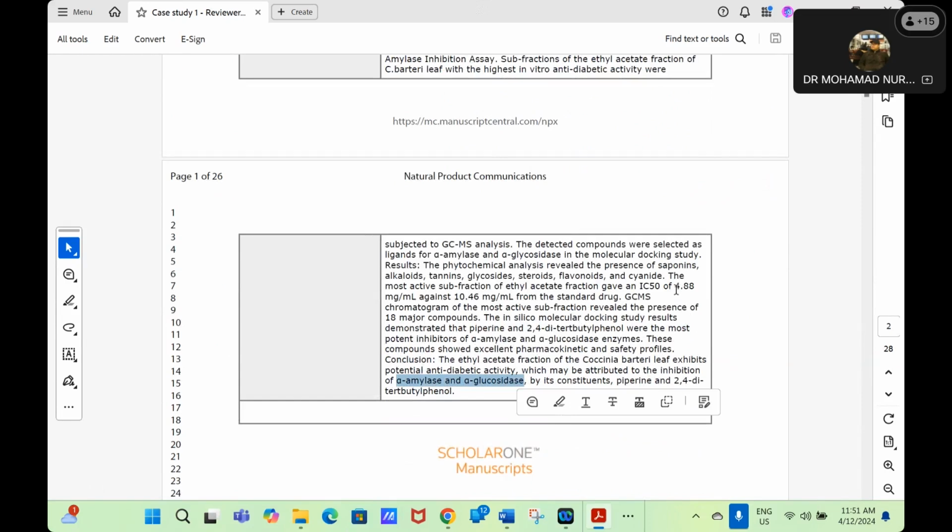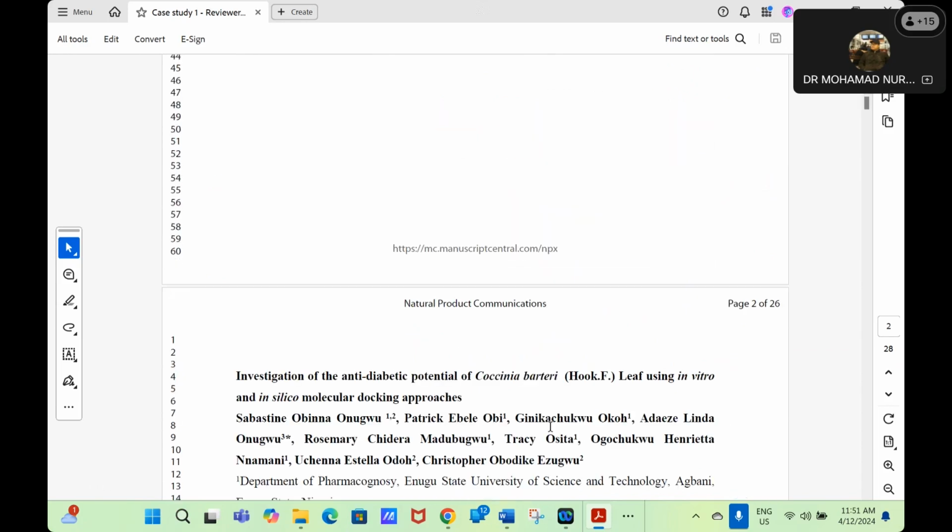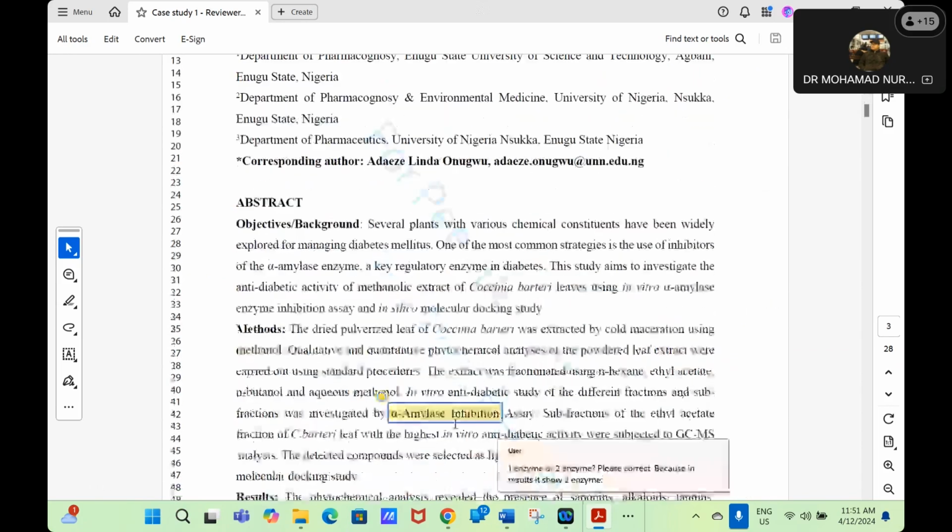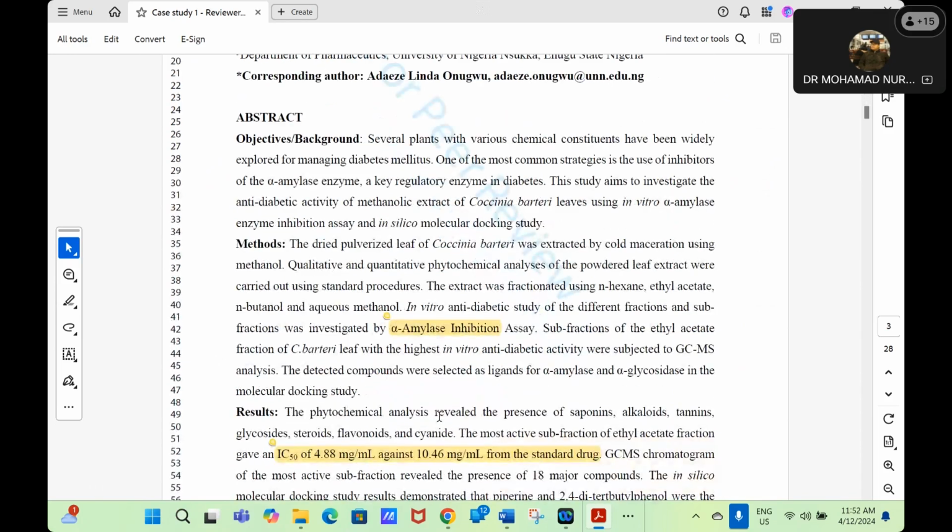So for alpha amylase and alpha glucosidase, the location of inhibition is different. Alpha amylase normally happens in our mouth, and glucosidase happens in our intestine. So this is different. But in this one, in the abstract, at the beginning they only mention alpha amylase, but in the results and discussion, they have two enzymes. So try to avoid this.